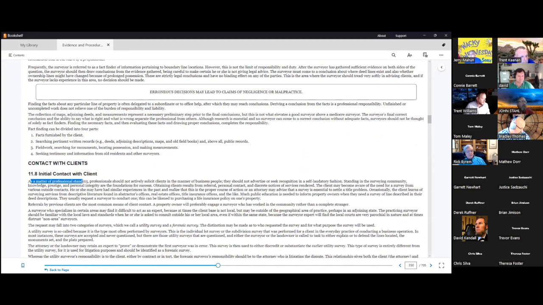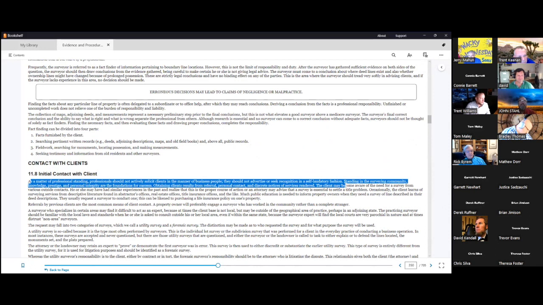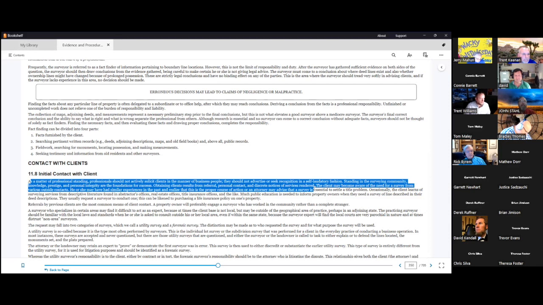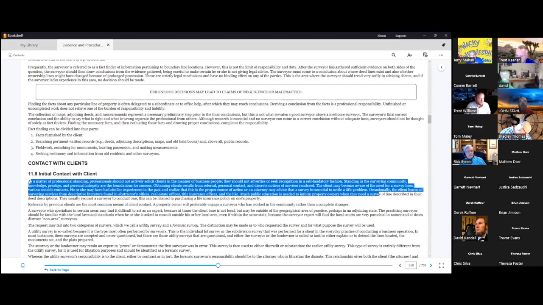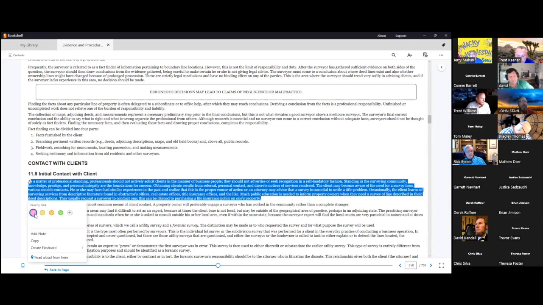I know they're kind of separate, but: "As a matter of professional standing, professionals should not actively solicit clients in the manner of business people. They should not advertise or seek recognition in a self-laudatory fashion. Standing in the surveying community, knowledge, prestige, and personal integrity are the foundations for success. Obtaining clients results from referral, personal contact, and discreet notices of services rendered. The client may become aware of the need for a survey from various outside contacts. He or she may have had similar experiences in the past and realize that this is a proper course of action, or an attorney may advise that this survey is essential to settle a title problem. Occasionally, the client learns of surveying services from the descriptive literature found in abstractors' offices, real estate, title insurance, and the like. Much public education is needed to inform property owners when they need a survey of lines described in their deed descriptions. They usually request a surveyor to conduct one. This can be likened to purchasing a life insurance policy on one's property."